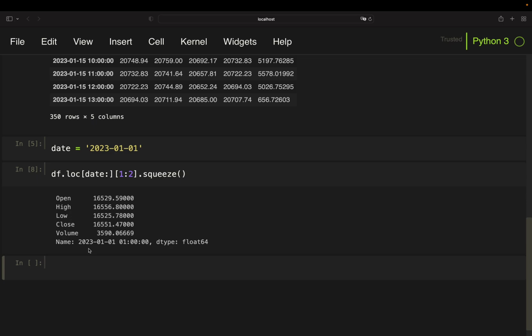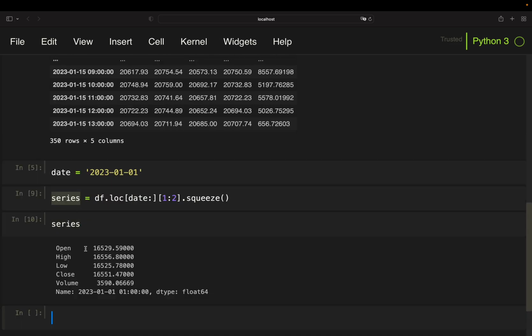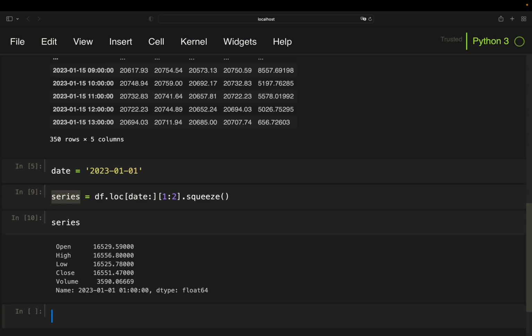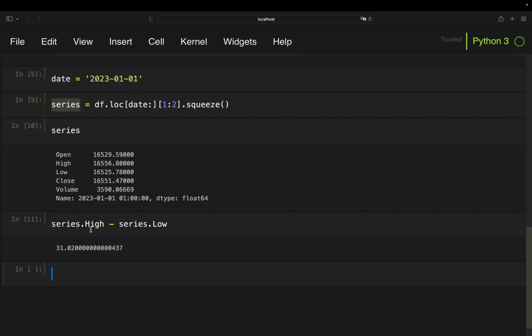And now we see we have open, high, low, close and volume in a series with the name of the actual timestamp here. Now let's store that in series and print that out. And first of all, we are calculating the difference which we need. And the difference is the difference between high and low. So we're simply taking series high minus series low and have calculated our difference.